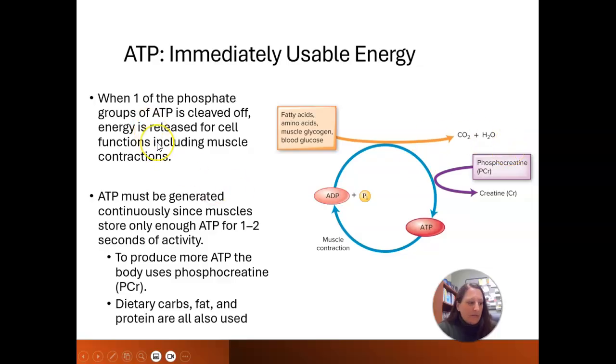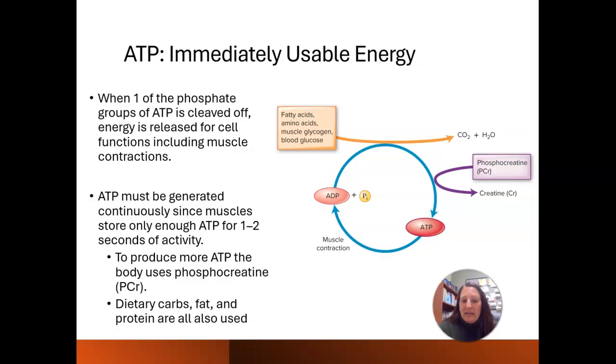Okay, so again, ATP, we've seen it before. When one of the phosphate groups of ATP, the terminal phosphate group we call it, is cleaved off or removed from the end, the energy that was between those two phosphate groups in that bond is going to be released, and it can be used for the cell to do work, including muscle contractions. When we're talking about exercise, that's what we're talking about. And so ATP is going to be required for muscle contractions, so it's required for exercise. And so again, a constant supply of ATP is going to be needed.